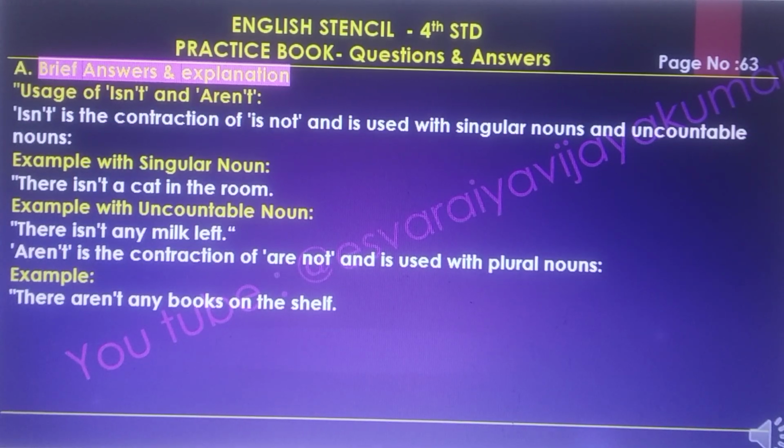And usage of is not or are not. Is not is the contraction of is not, and is used with singular nouns and uncountable nouns. Example with a singular noun: there is not a cat in the room.